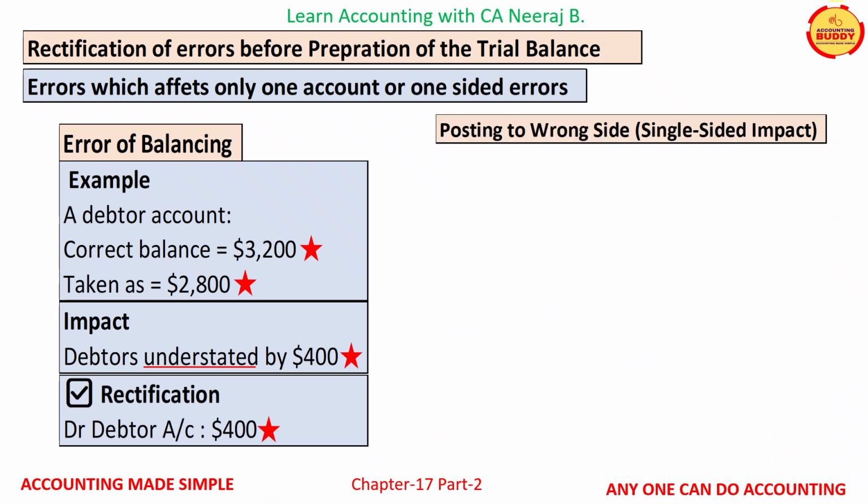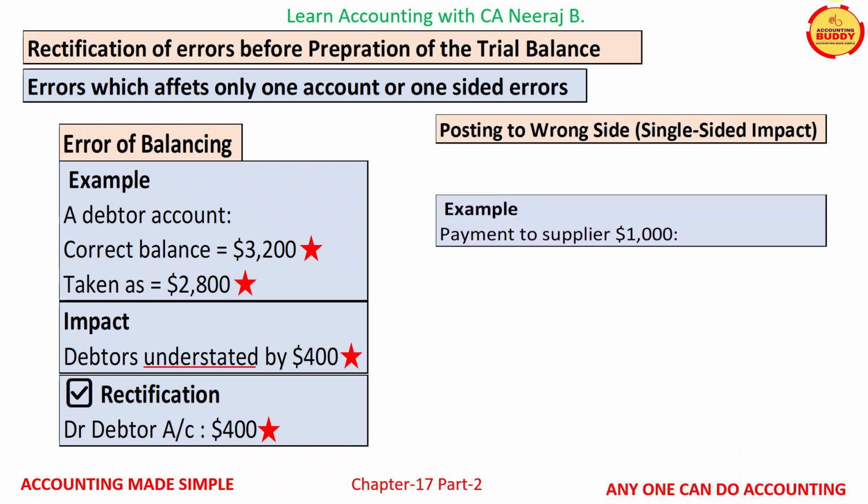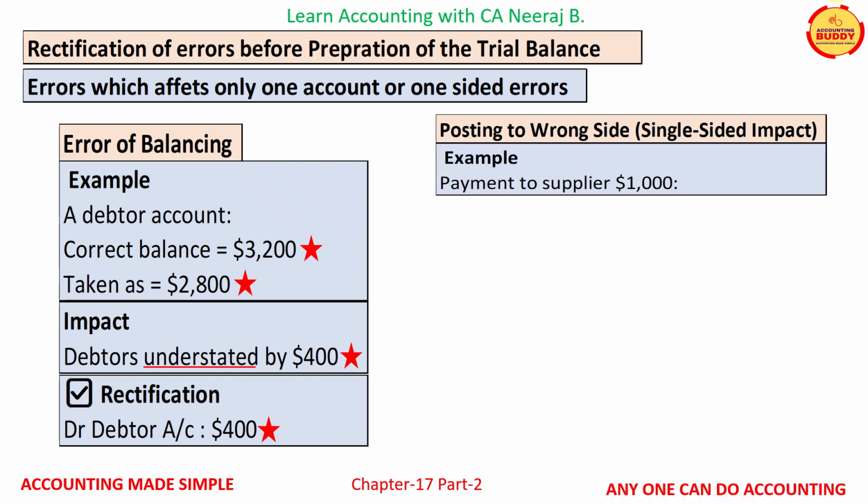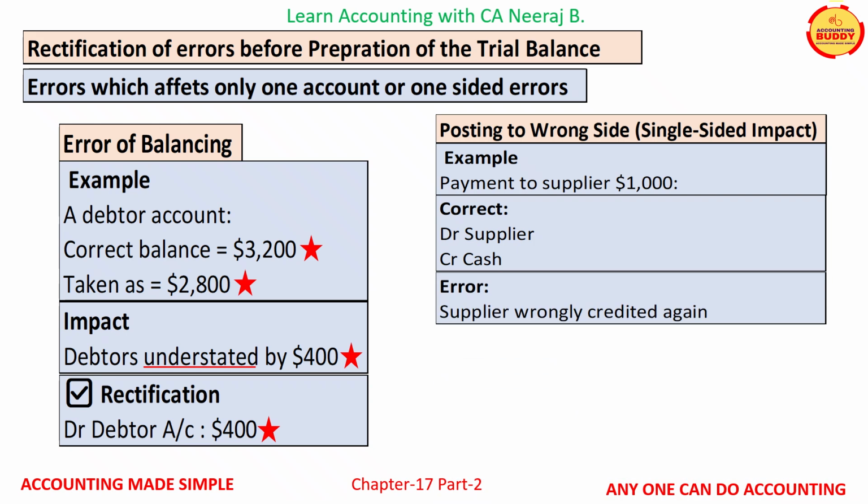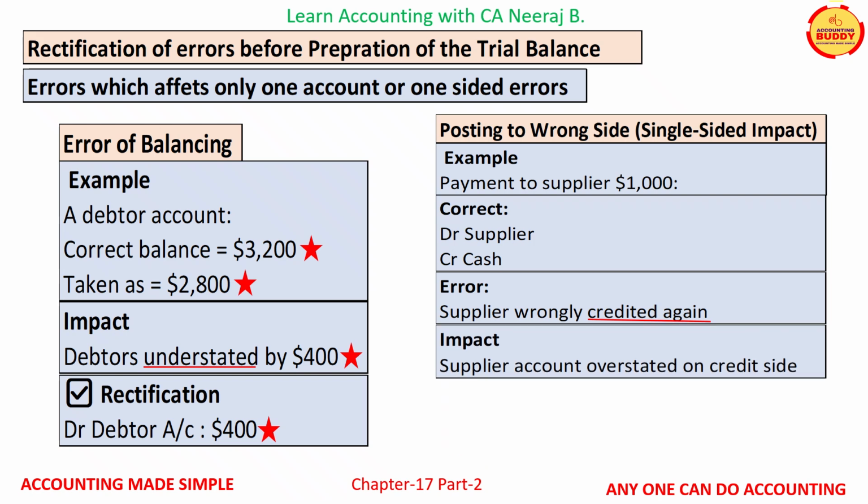Next type of error is posting to wrong side. For example, a payment of $1,000 is made to a supplier in cash. The correct entry of this transaction is debit supplier account and credit cash account. However, by mistake, the supplier account is credited again instead of debiting it. The impact of such an error is that supplier account is overstated on the credit side.